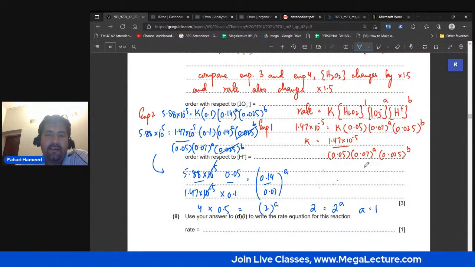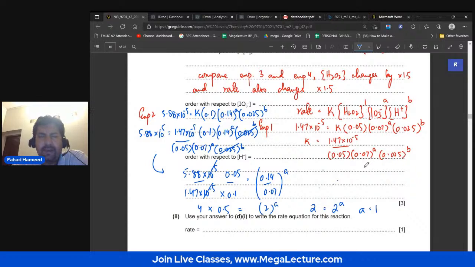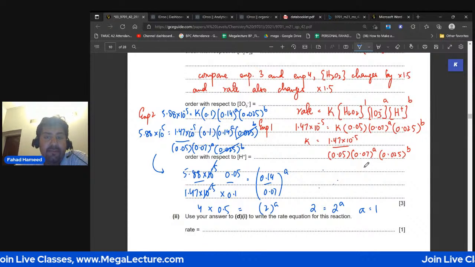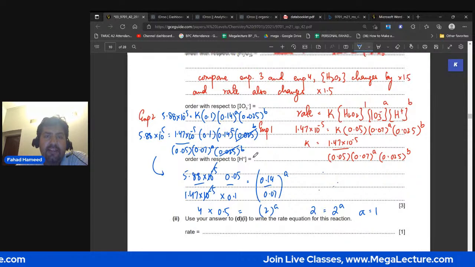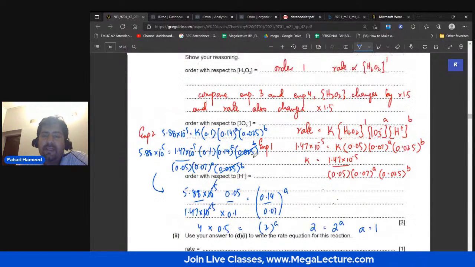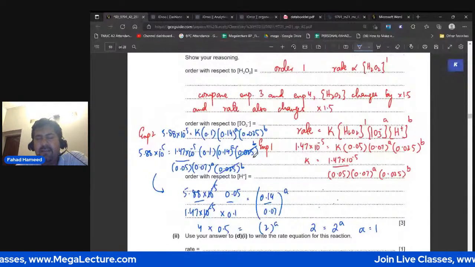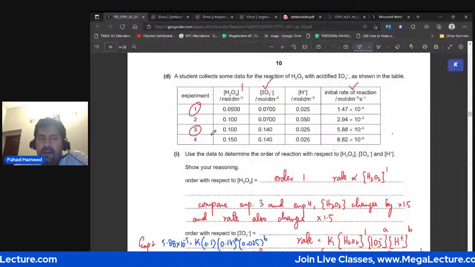So that's a long, tedious method of solving this. This is the mathematical way of doing this. But remember, it's just a 1-mark question. You don't have to do all of this. So there's probably a shortcut, and that shortcut is you could have done this by just looking at experiment 1 and 3. I mean, it would be very hard, but you could have done that.